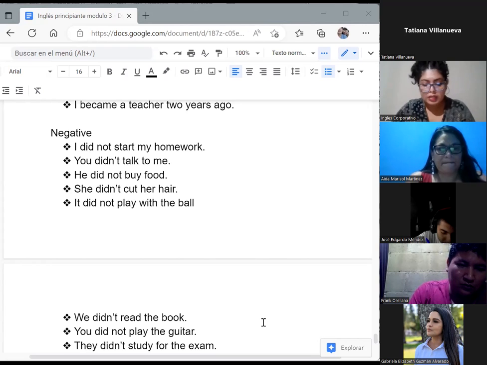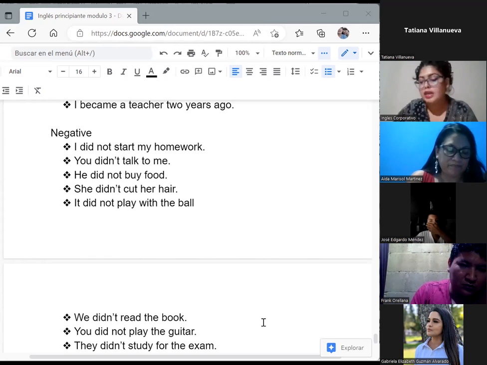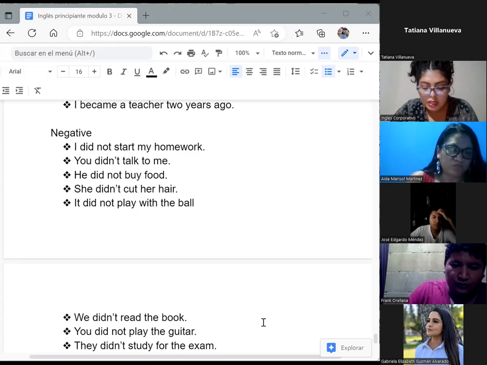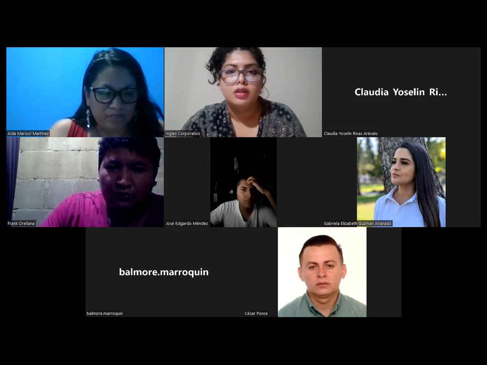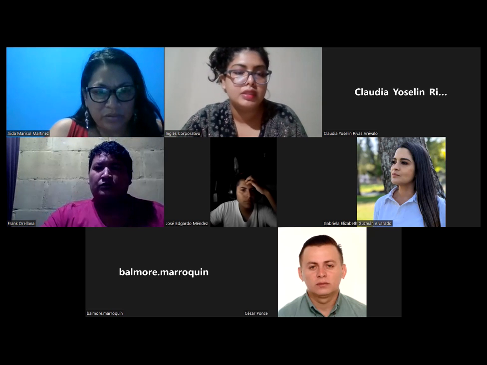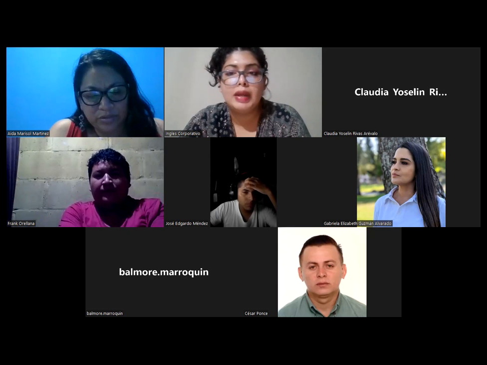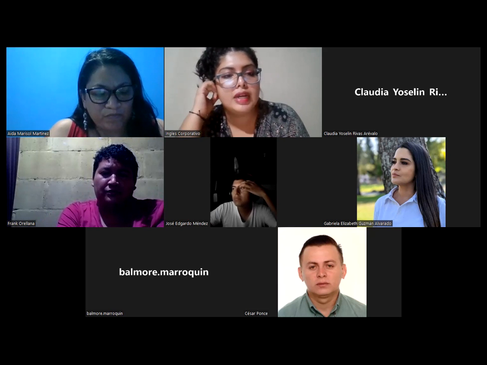So, for the last part, I have another exercise, but in this case, it's a writing exercise. And I have an image with some words. Tenemos una imagen con algunas palabras. But let me stop this one because I need to show you the image, in which you have the elements that you are going to use for your exercise. En la imagen tenemos palabras que vamos a utilizar para nuestro ejercicio.